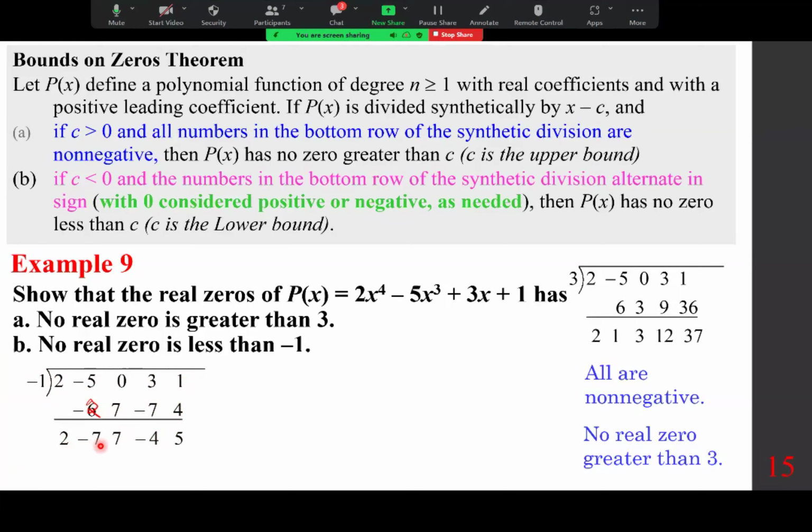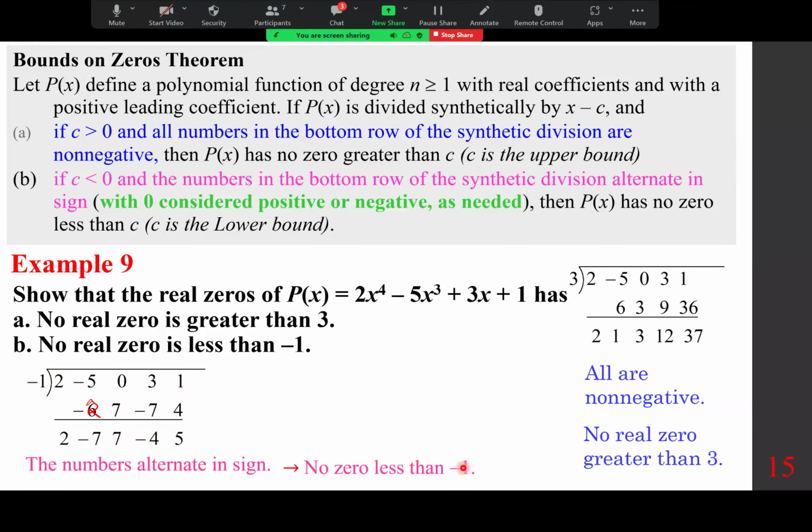Notice positive, negative, positive, negative, positive. They alternate in sign. Therefore, no zero less than -1. That is the bound, everybody. That is the bound. And I can't emphasize this enough, okay? This is truly helpful.